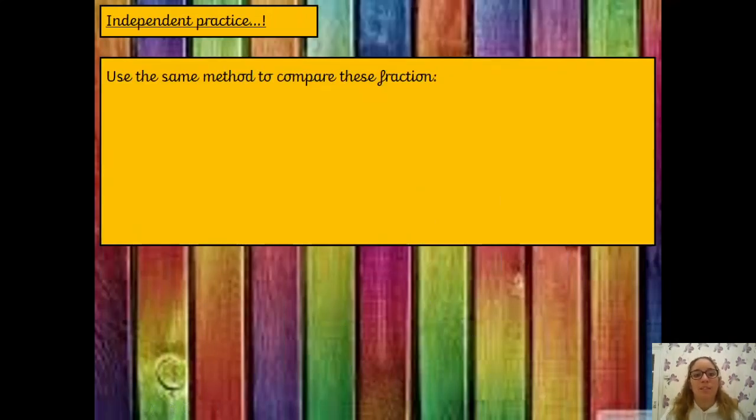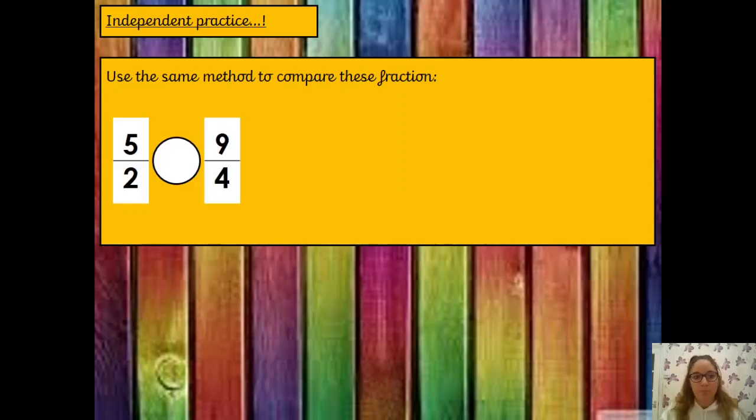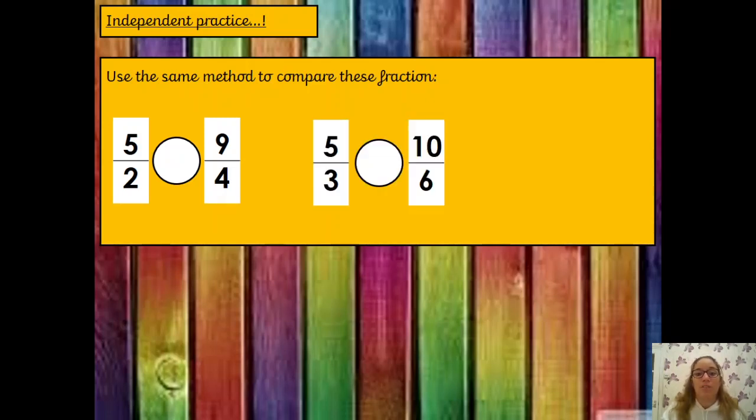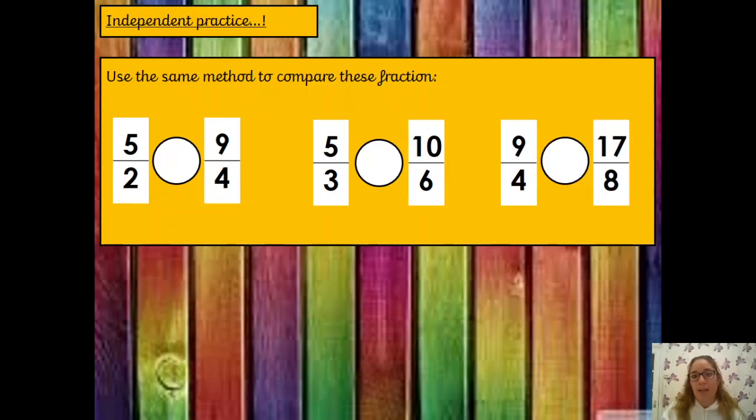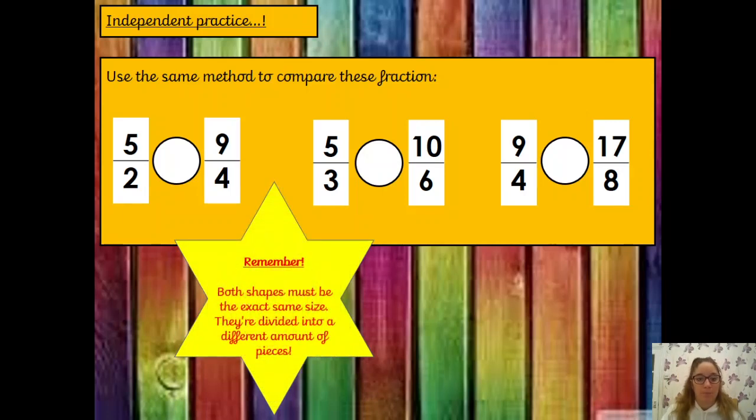Okay, independent practice time. Have a go at comparing these fractions independently. You've got 5/2 and 9/4, 5/3 and 10/6, and 9/4 and 17/8. Have a go at doing those. Pause the video now, keep them on the screen, and then come back when you're ready for the answers. Remembering at all times both shapes must be the exact same size. They're divided into a different amount of pieces depending on the denominator.